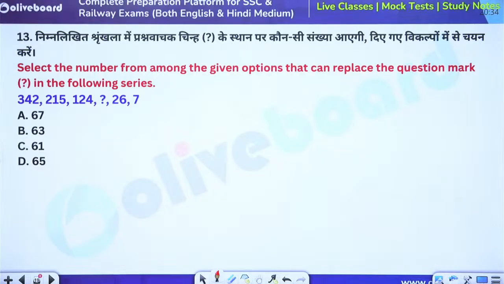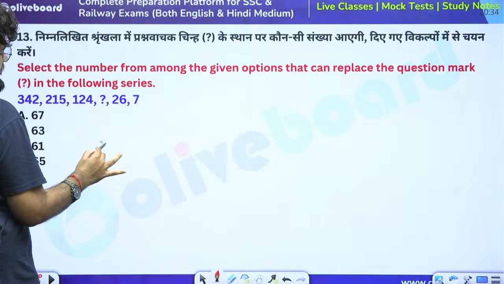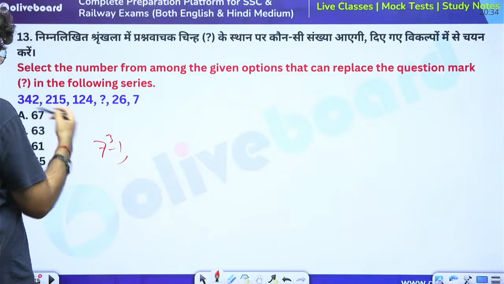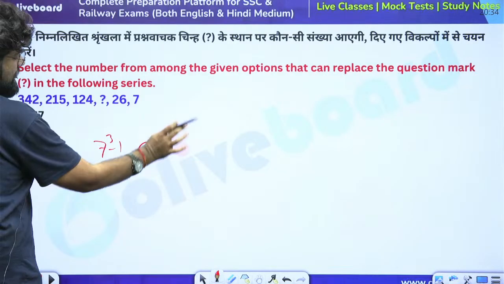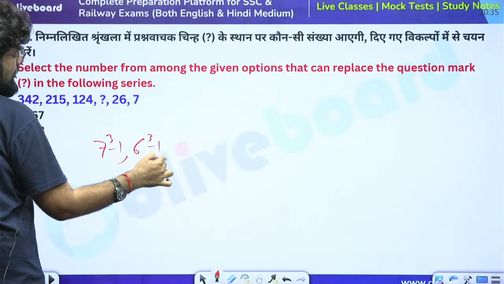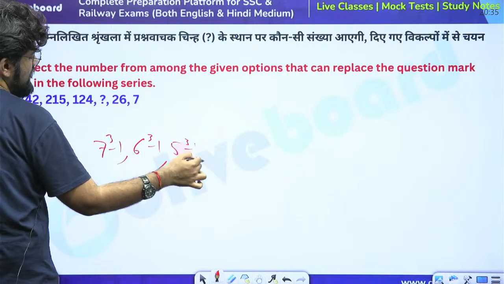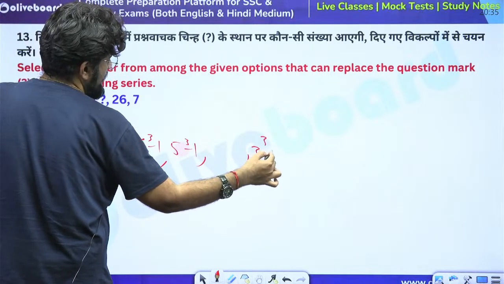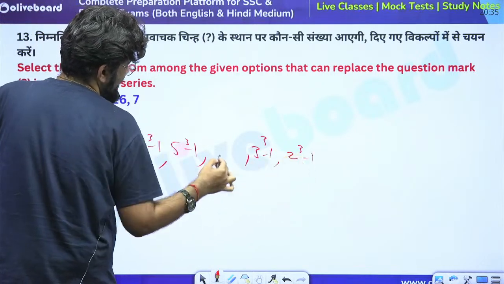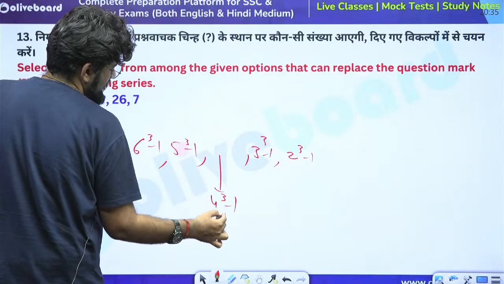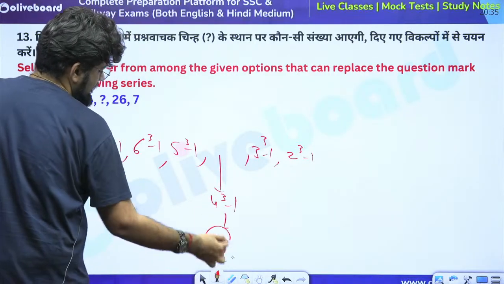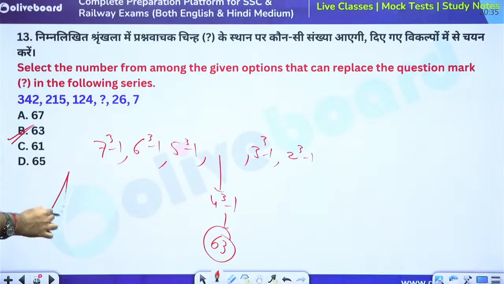Okay, in this one, there is no direct change logic which is happening. But if you observe the numbers, you will get it. So this is 7 cube minus 1. This is 6 cube minus 1. This is 5 cube minus 1. 3 cube minus 1 and 2 cube minus 1. So what is going to be my answer? My answer is going to be 4 cube minus 1, which is 63. Okay. Cool.